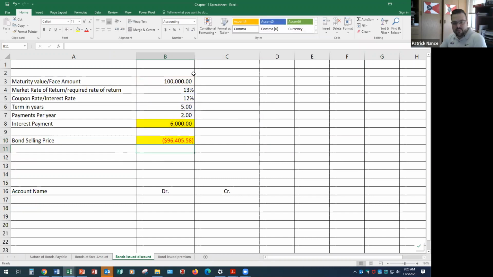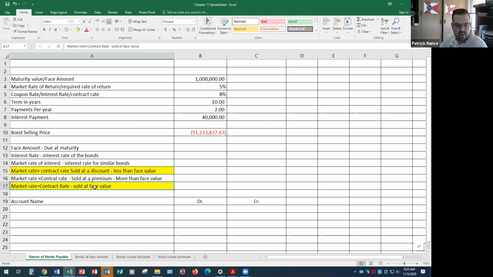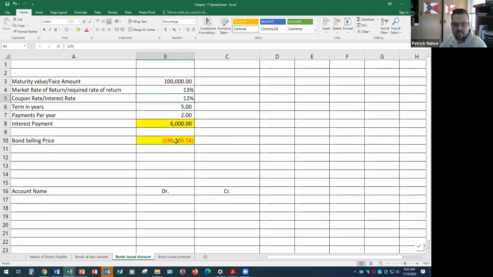Okay, so $100,000 bond, market rate of interest is 13, the coupon rate of interest is 12. As we learned from the very first video, if my market rate is higher than my contract rate, then it is sold at a discount, which means less than face value. In this case, after my present value calculation, I see that's 96,405. They rounded in the book to 96,406, which is fine too. But this would be a more exact number.